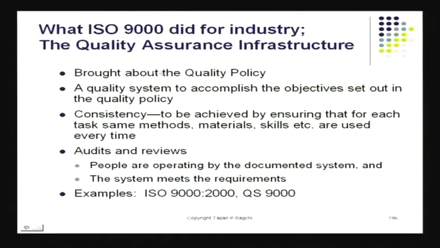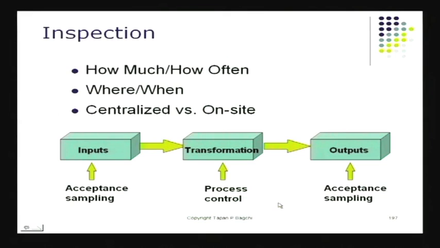Then of course a quality system had to be there to make sure that they achieved the objectives set out in the quality policy. They wanted to have consistency, and consistency was achieved as a result of ISO 9000 accreditation. Then audits and reviews also became common after ISO 9000, and perhaps the biggest contribution that ISO 9000 made was that it led to a new standard for the automotive people called QS 9000. And I'm going to be giving you a glimpse of that.